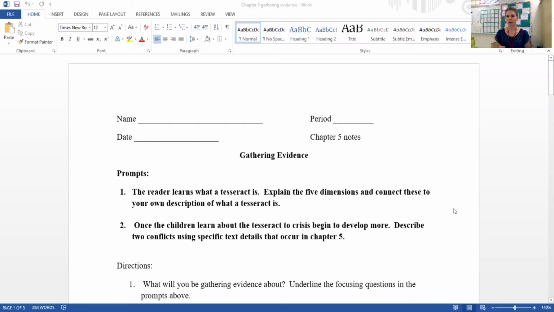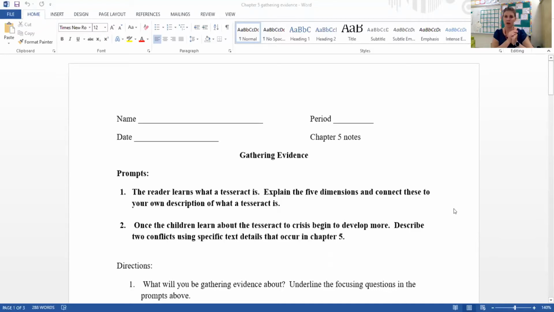Prompt 1 says, the reader learns what a tesseract is. Yay, finally, we've been wondering, what's a tesseract? We finally get an explanation in this chapter. In addition to that, you will need to, well, not in addition, you haven't done anything yet. So we learn, but to learn and understand it, we need to do the next step: explain the 5 dimensions and connect these to your own description of what a tesseract is.